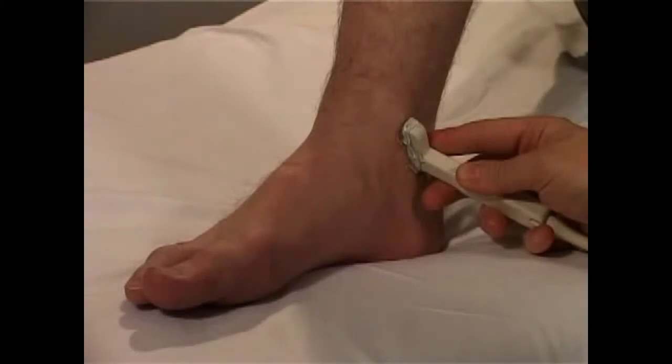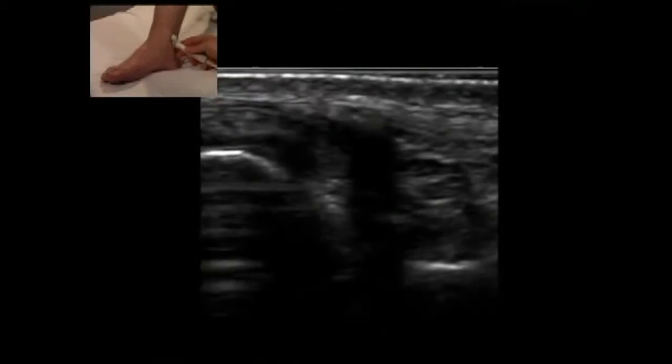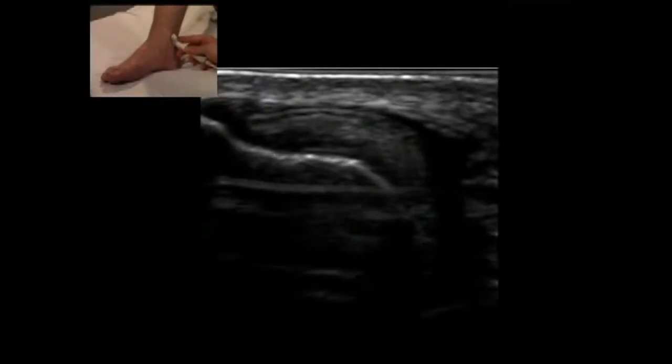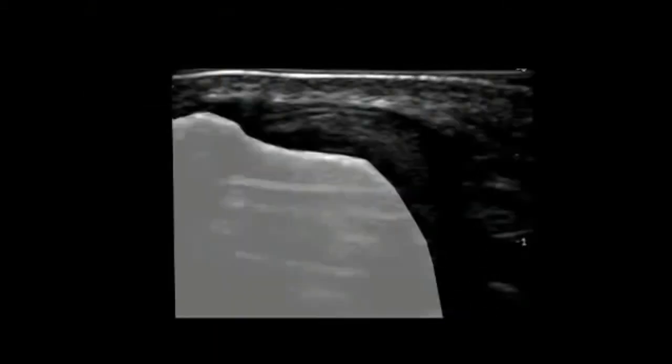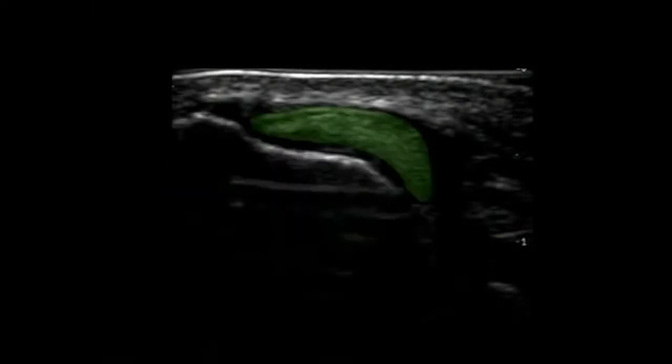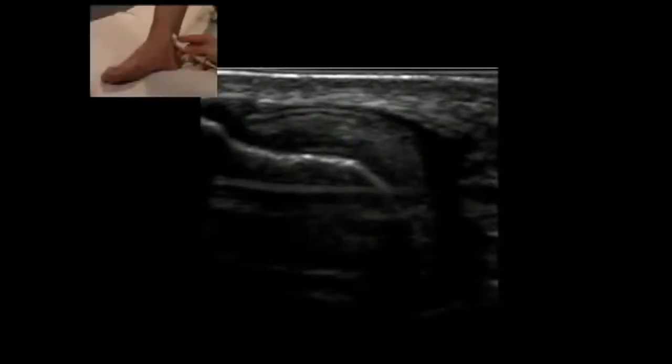The patient sits knee flexed, sole of foot on couch. The transducer is placed transversely with the anterior end on the medial malleolus. The tibia and tibialis posterior tendon are visualized.